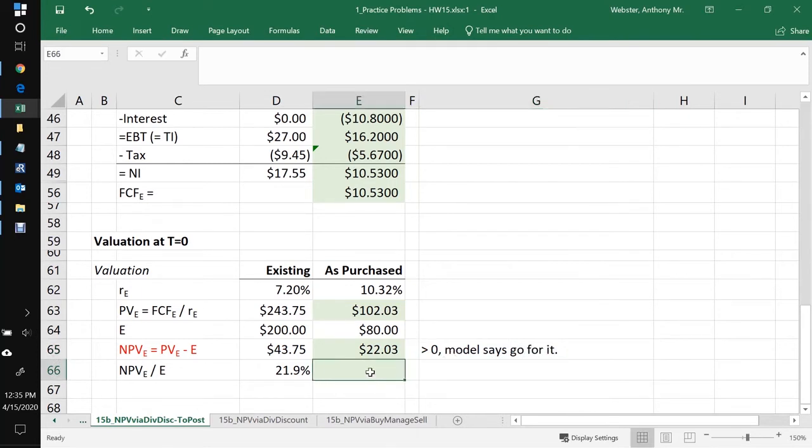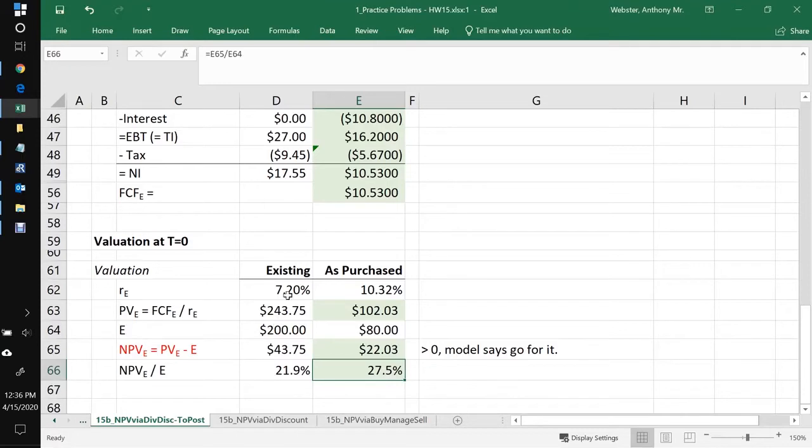Now while we're at it, another thing that's nice to do is to look at the NPV per dollar of our own funds invested, the NPV to owners per dollar of our own funds invested. So let's go ahead and do that. We're going to take our 22.03, divide that by 80 here, and we get 27.5. So we'll have a return of 27.5% for every dollar invested in this of our own money, which is pretty cool.